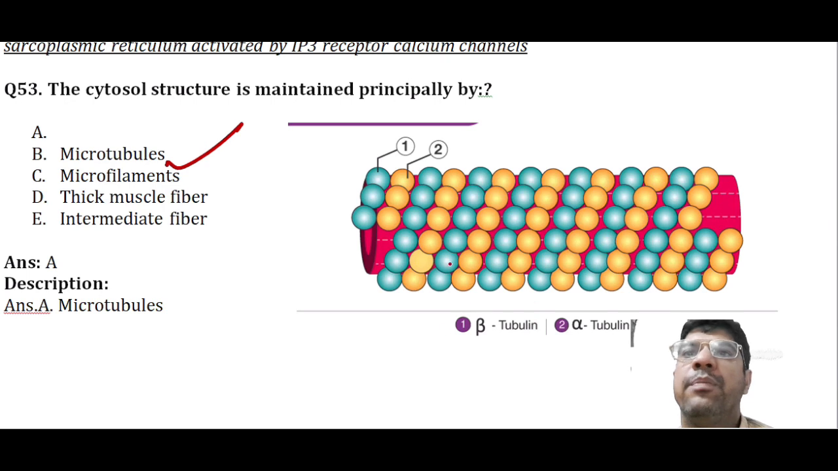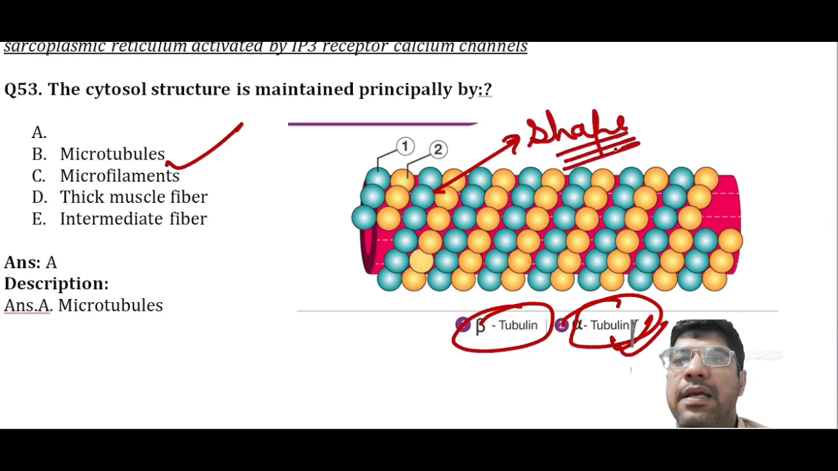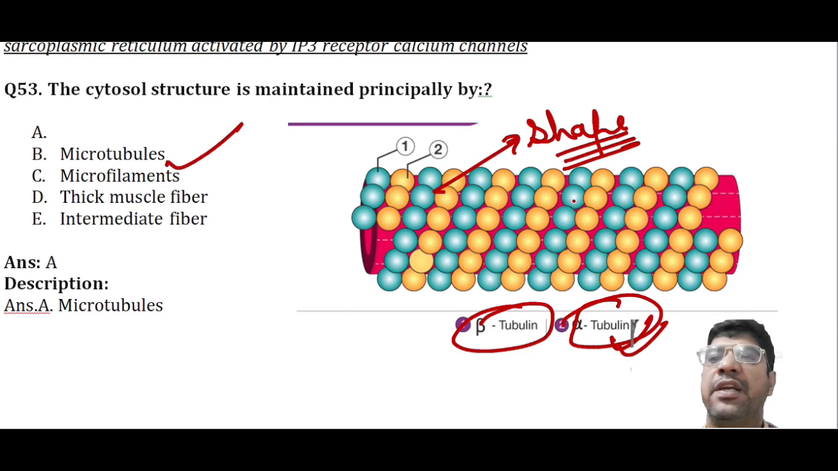The microtubules are made up of tubulin protein that provides the framework for the cell. It helps to maintain the shape of the cell. So microtubules are a crucial part of the cytoskeleton and they are responsible for maintaining the structural integrity and shape of the cell.